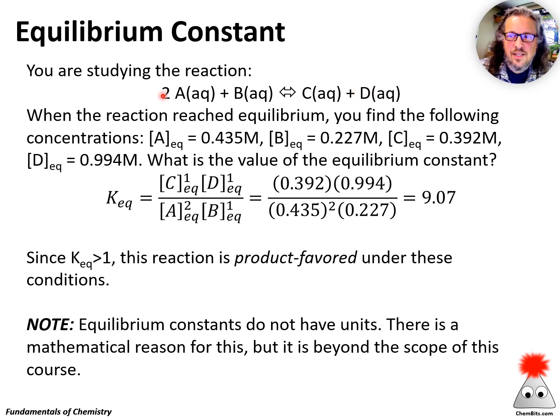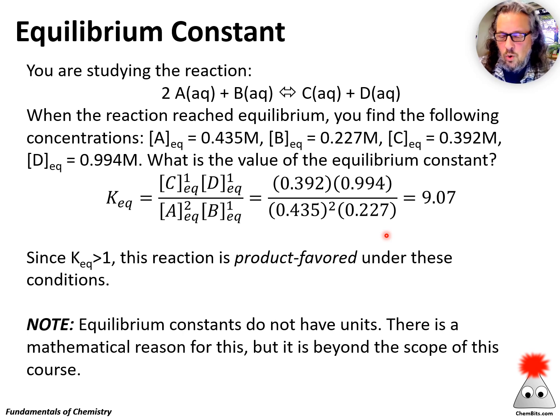A raised to the second power, B raised to the first power. Plug in all of our numbers and we get 9.07 for the equilibrium constant. 9 is greater than 1, so this is a product-favored equilibrium under this set of conditions.